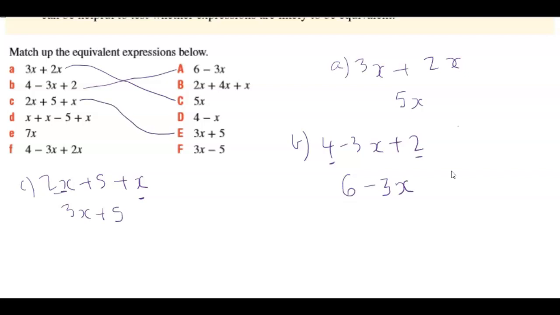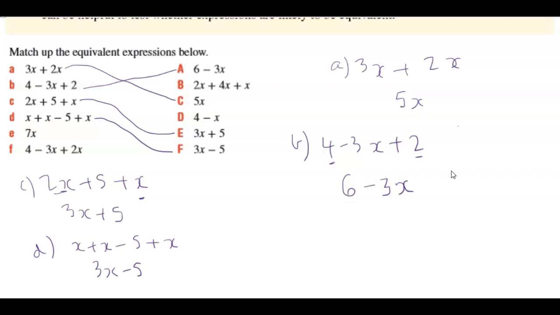Let's go down. Okay, let's do question D. We've got x plus x minus 5 plus x. How many x's do we have in total? 1, 2, 3. So it's going to be 3x minus 5. So there it is at F.